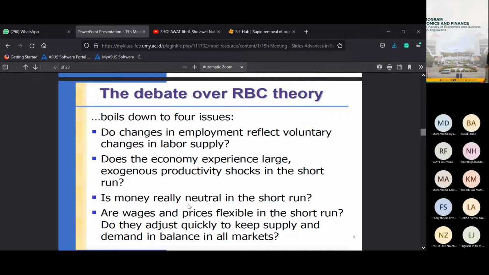Okay, sir. The debate over RBC theory boils down to four issues. First, do changes in employment reflect voluntary changes in labor supply? Second, does the economy experience large exogenous productivity shocks in the short run? Third, is money really neutral in the short run? And last, are wages and prices flexible in the short run? Do they adjust quickly to keep supply and demand in balance in all markets?